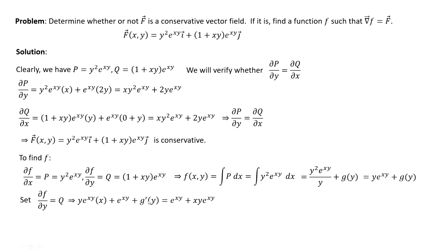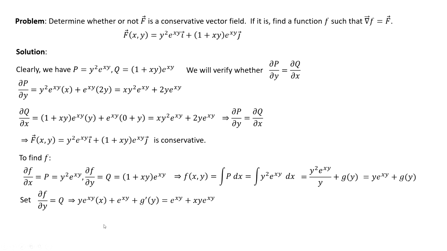These three terms came by me differentiating this partial f, this f of xy, with respect to y, the left hand side. Now I'm saying we must set that equal to q. So on the right hand side, I'm saying this is equal to 1 plus xy e to the xy. So I set this equal to the q.